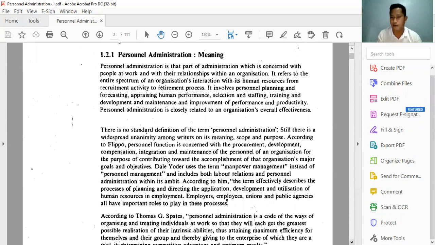But one thing is for sure, of course, there are lots of kaning mga writers, no, na mga writers nga nihatag sila kaugalingong idea, especially kaning mga doctors who are also sharing their ideas about management. Like, for example, FLIPO. According to FLIPO, personal function is concerned with the procurement, development, compensation, integration, and maintenance of the personnel of an organization. So just like the things that I mentioned a while ago, like kanang human performance, selection, and staffing, that is also part of that. No, gigamit lang og lain nga word, no?